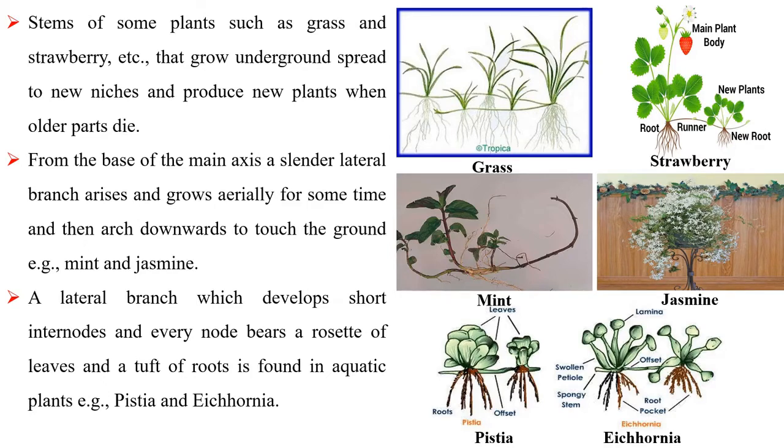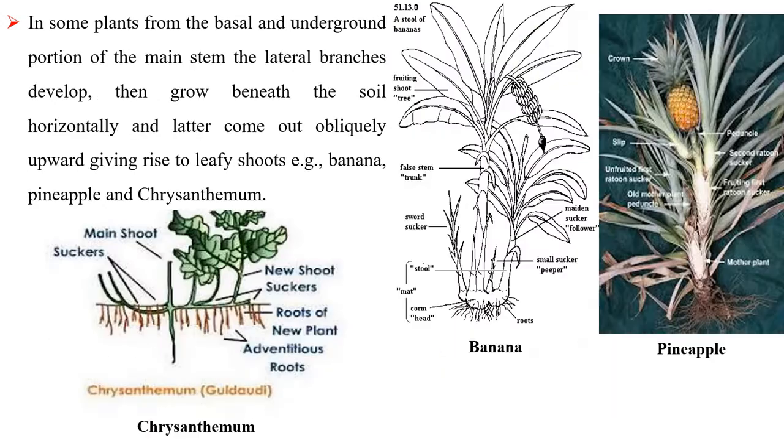From the base of the main axis a slender lateral branch arises and grows aerially for some time and then arches downwards to touch the ground, example mint and jasmine. A lateral branch which develops short internodes and every node bears a rosette of leaves and a tuft of roots is found in aquatic plants, example Pistia and Eichhornia.